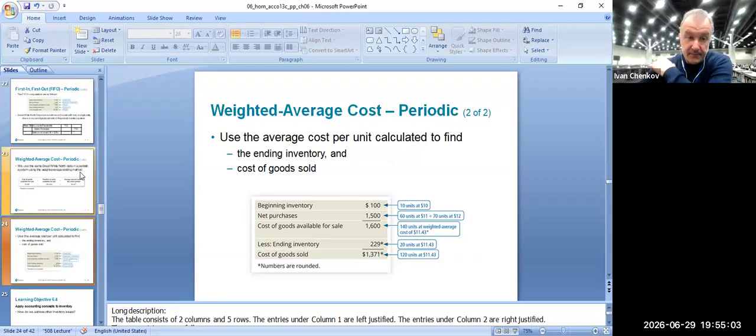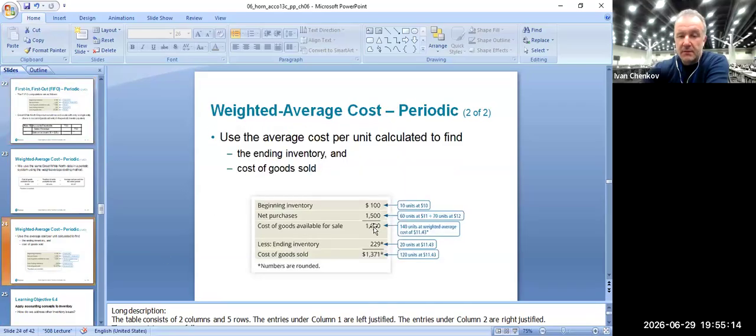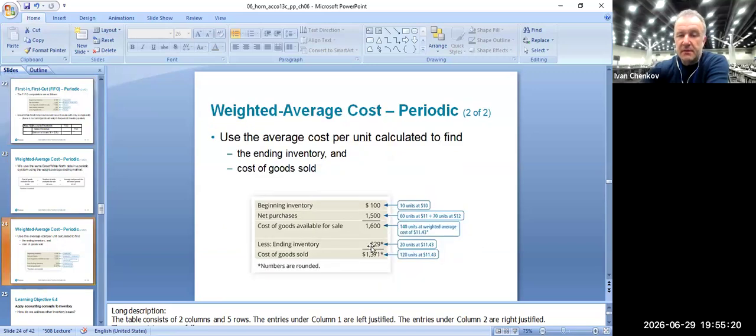As you can see, between first in, first out and weighted average, our available for sale is exactly the same amount, 1,600, 1,600. What's changing is the value of the ending inventory, which changes the value of cost of goods sold.